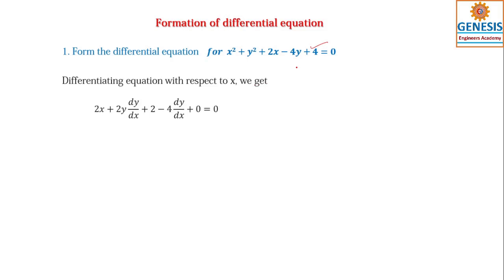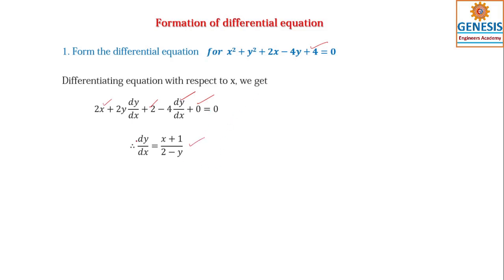If you rearrange this, the differentiation of x square is 2x, and it is 2y into dy by dx. It is minus 4 dy by dx, and the differentiation of a constant is 0. If we rearrange all these terms, we are able to get this. So this is the differential equation.